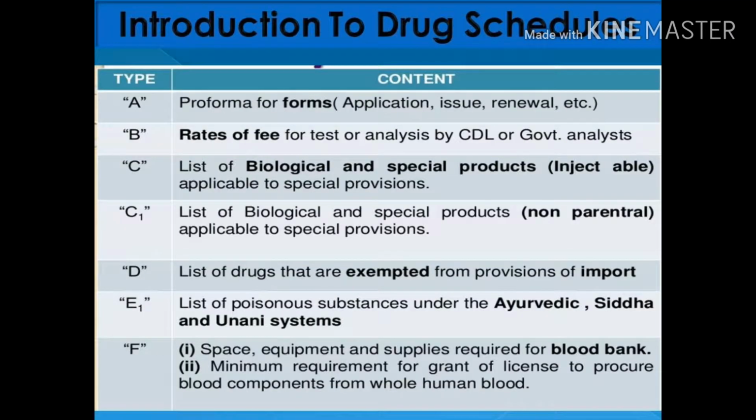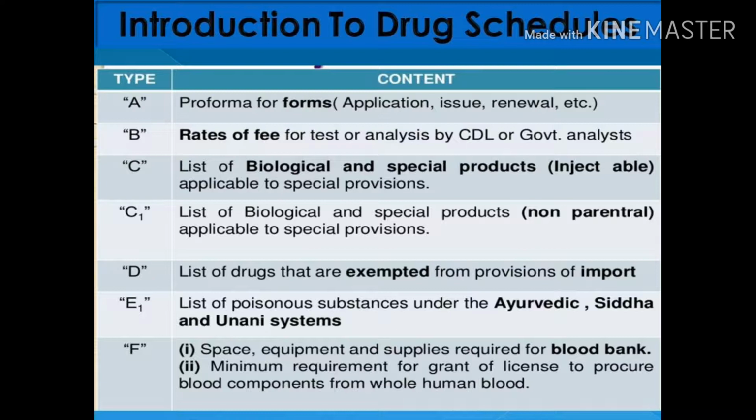Moving towards the further classifications of the schedules, these are from A to Y. So have a quick review of all these schedules. Schedule A includes proforma, application forms, issue, renewal, etc. Schedule B includes rate of fee for test or analysis by CTL or government analyst. Schedule C includes the list of biologicals and special products applicable to special provision. Schedule C1 includes the list of biological and special products applicable to special provision.